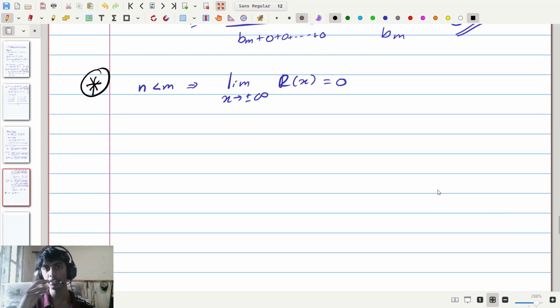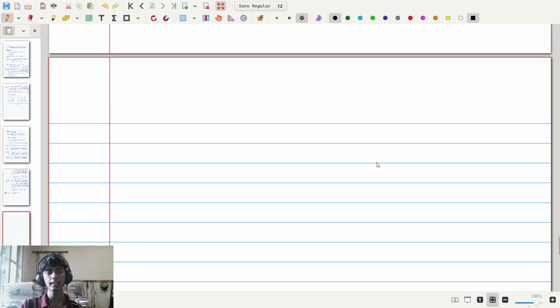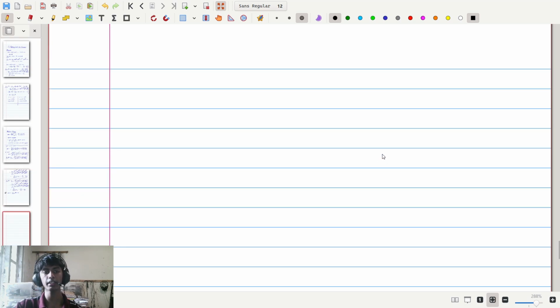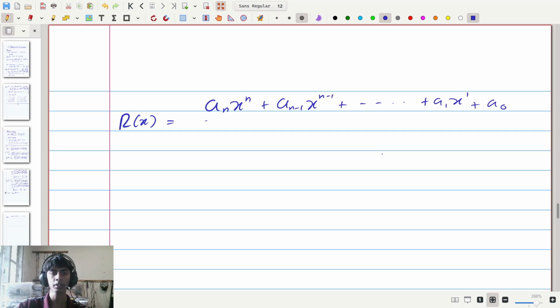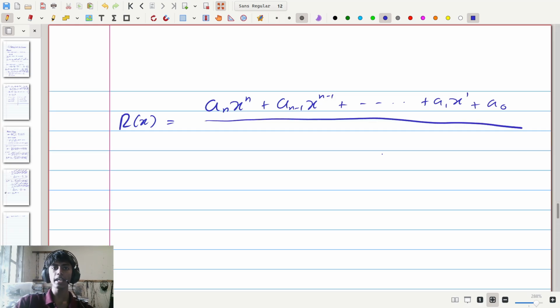The next case we are going to consider is the case where the numerator and denominator have equal orders. In that case, we can write r of x as something like this. If r of x is a rational function where the numerator and denominator have equal orders, then r of x will be, on top, a sub n x to the power of n plus a sub n minus 1 x to the power of n minus 1 plus dot dot dot all the way down to a sub 1 x to the 1 plus a sub 0.